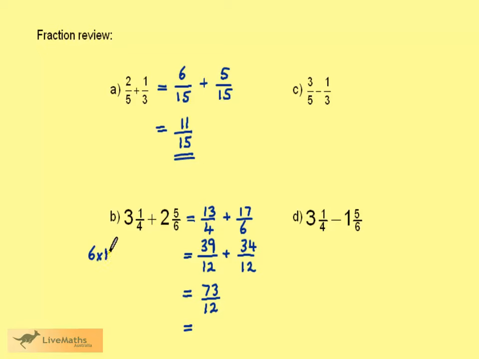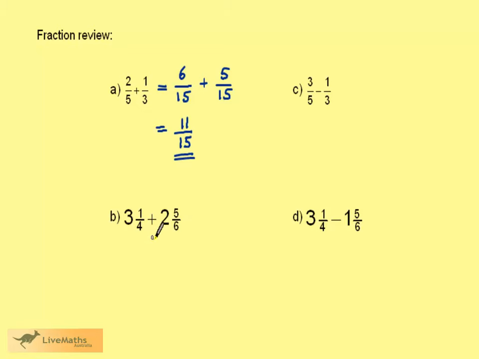6 times 12 is equal to 72. So 12 goes into 73 6 times with a remainder of 1. So we have 6 and 1/12.